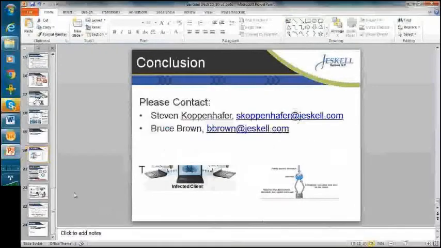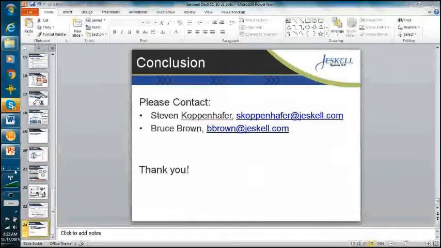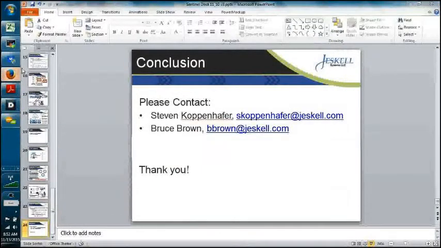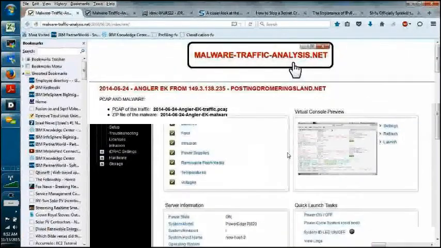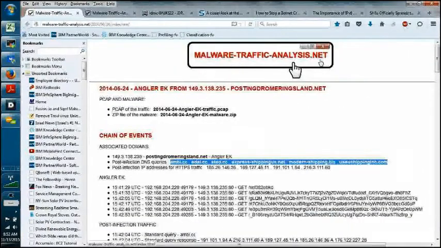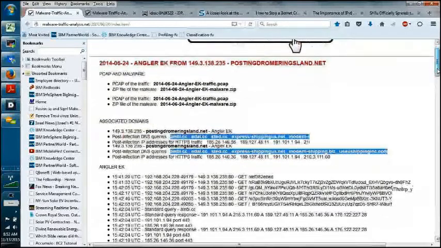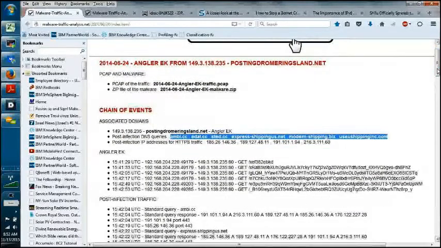So let's flip over and I'll show you a website that actually has studied this and recorded Angler exploit kit attacks, malwaretrafficanalysis.net. It provides a security professional with a PCAP recording of a real Angler exploit kit attack, along with a post-mortem analysis of what happened, based on the packet capture and some research that they have done.